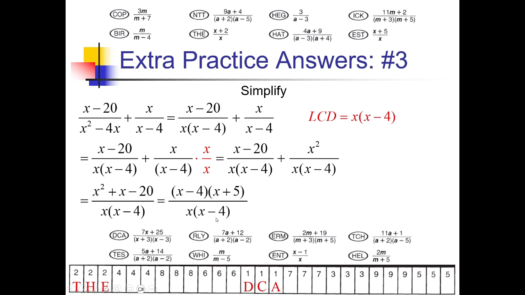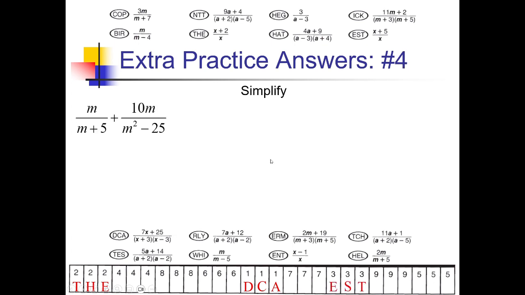X minus 4s can cancel. So that leaves us with x plus 5 over x. I see that right up here, that's EST. So let's put that in spot number 3 toward the end over here. EST. On this next one, it looks like I can factor my second denominator.